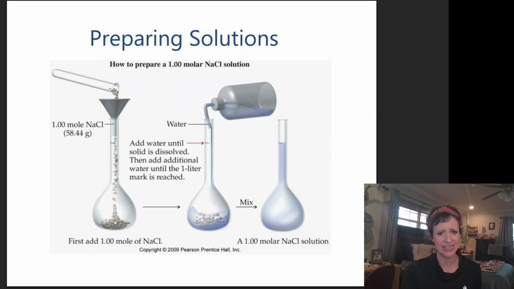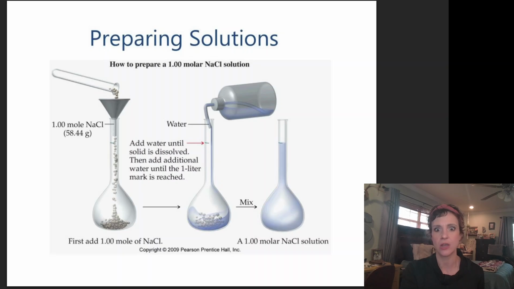So I add that to my flask, and then I'm going to add with my squirt bottle a little bit of distilled water, enough to where I can swirl and dissolve my solute. After I've done that, then I'm going to fill the remainder of the volumetric flask all the way to the tick mark, mixing as I go along, stopping when I get to the line. Once I've gotten to the line, I've reached a total solution volume of 1 liter, and that would mean I would have a 1 molar solution of sodium chloride.